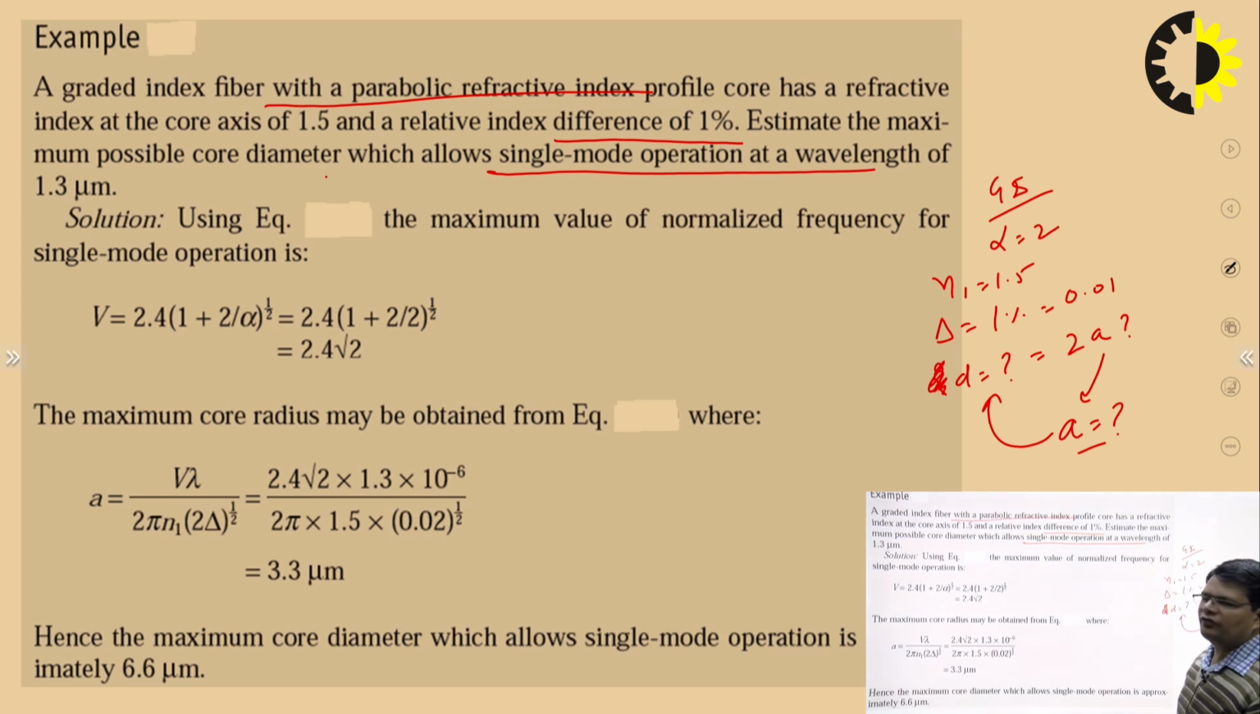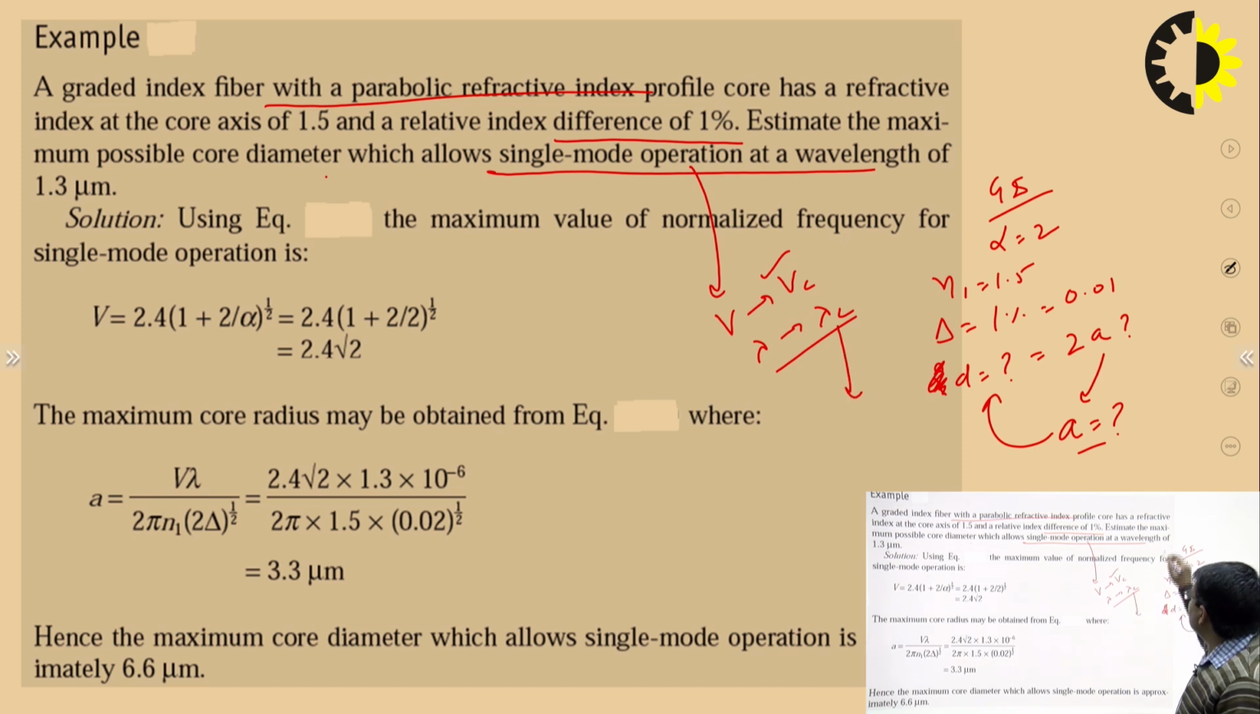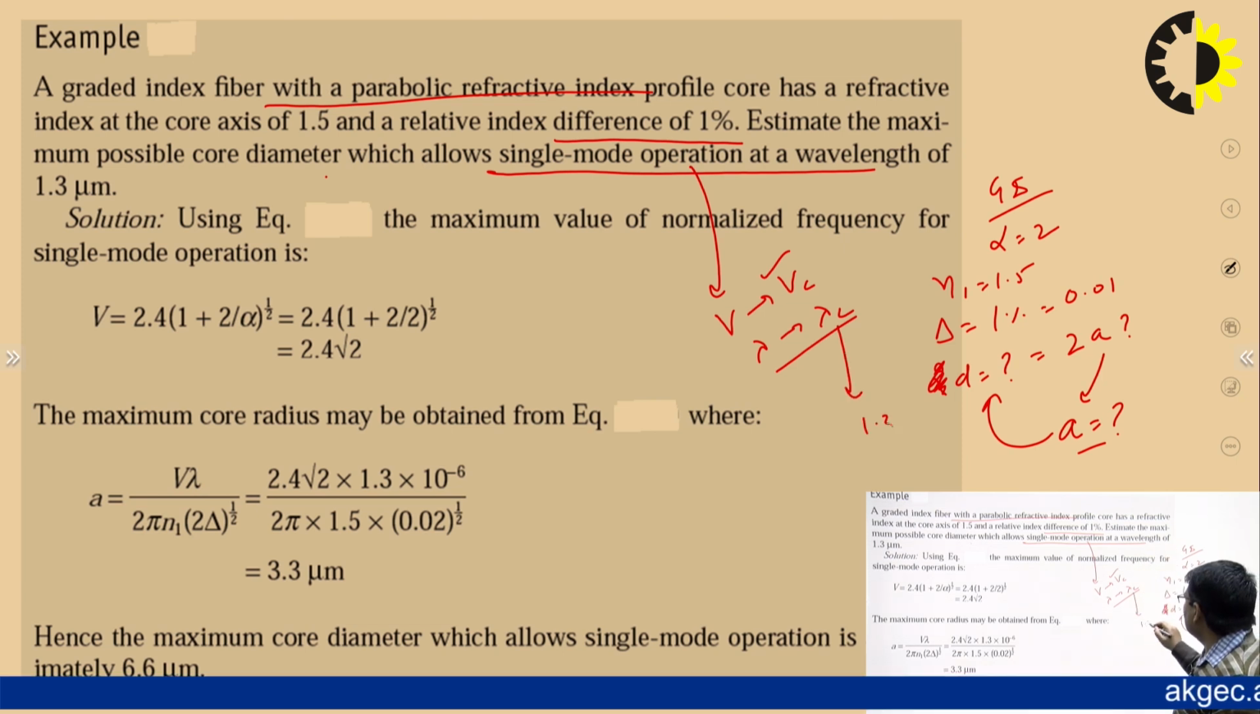at a wavelength of 1.3. That means for single mode operation, we know that when V becomes Vc, then lambda becomes lambda c. This is the case of single mode fiber. So in the case of single mode operation, V becomes Vc and lambda becomes lambda c. In this case, lambda c is given here as 1.3 micrometer. And this is the case of graded index fiber.